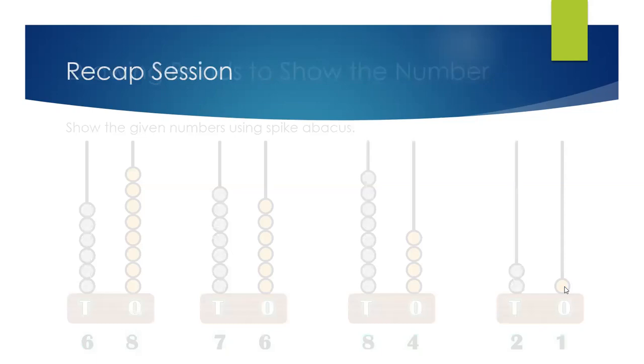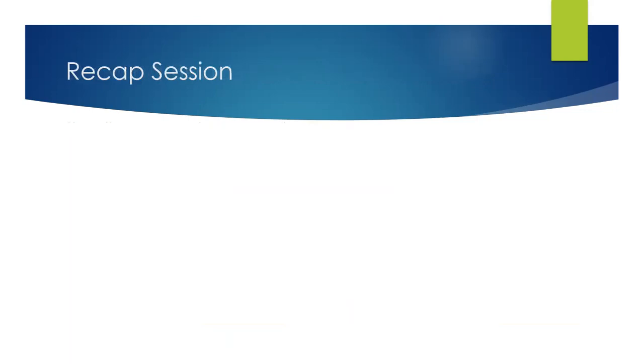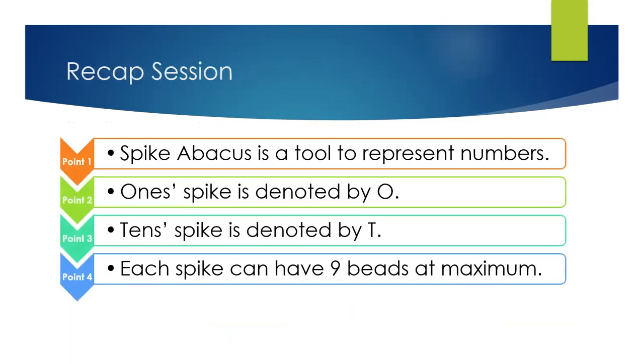Now move on. Let us recap what we have learned in today's lesson. Here we have seen that the spike abacus is a tool to represent numbers. One spike denotes the position ones, and it is denoted by O. And the second spike at the left represents tens, and it is denoted by T. Each spike can have at the maximum only 9 beads.